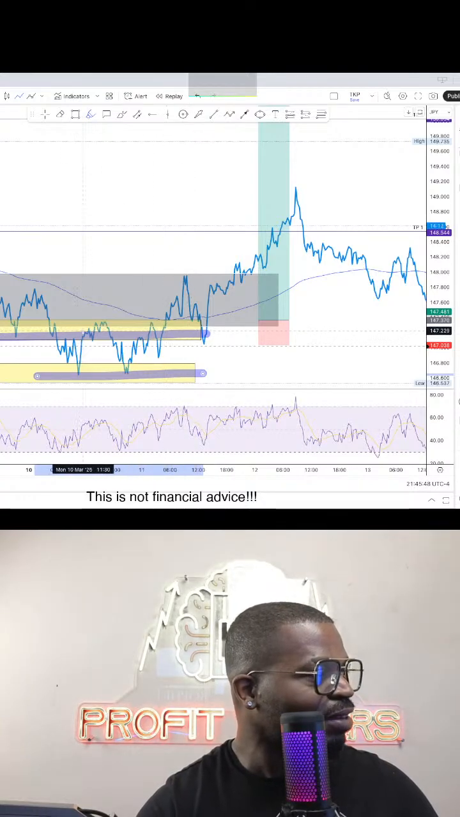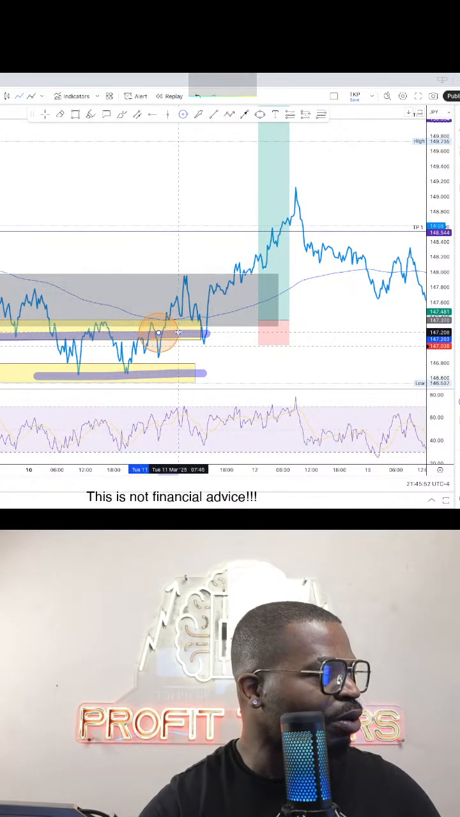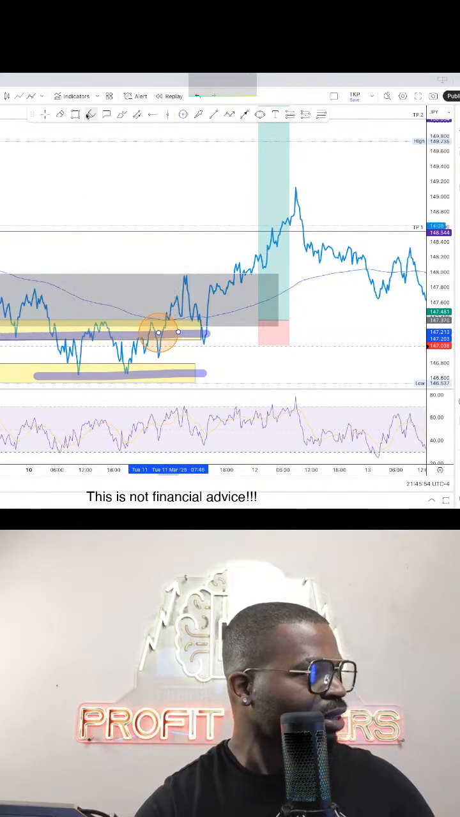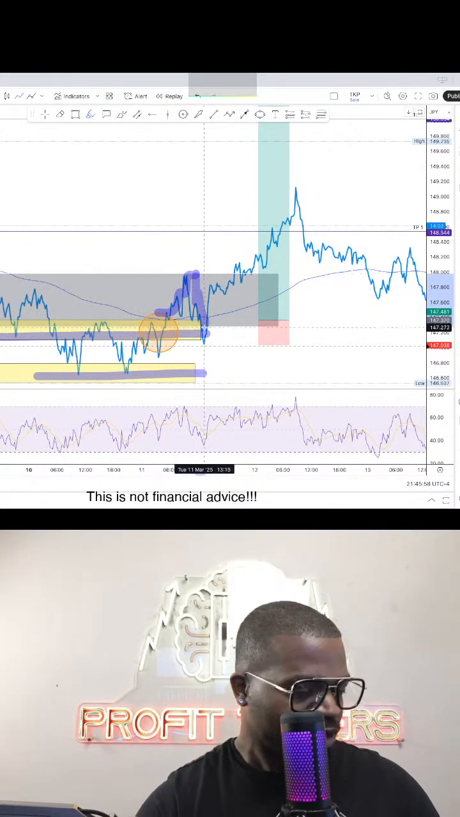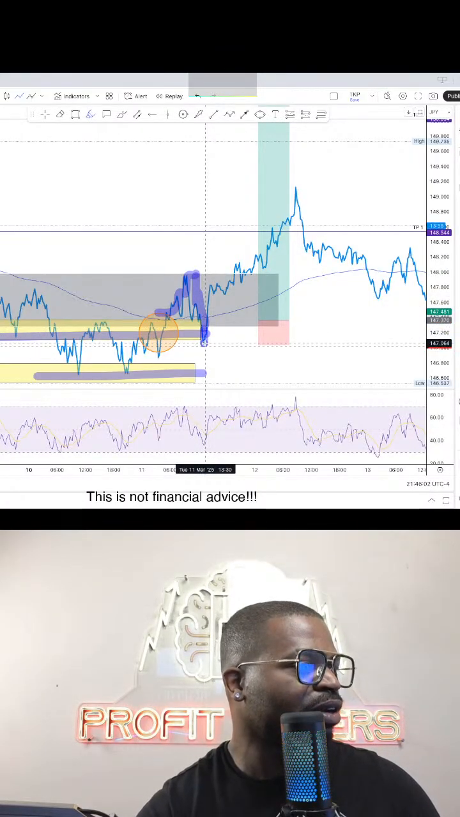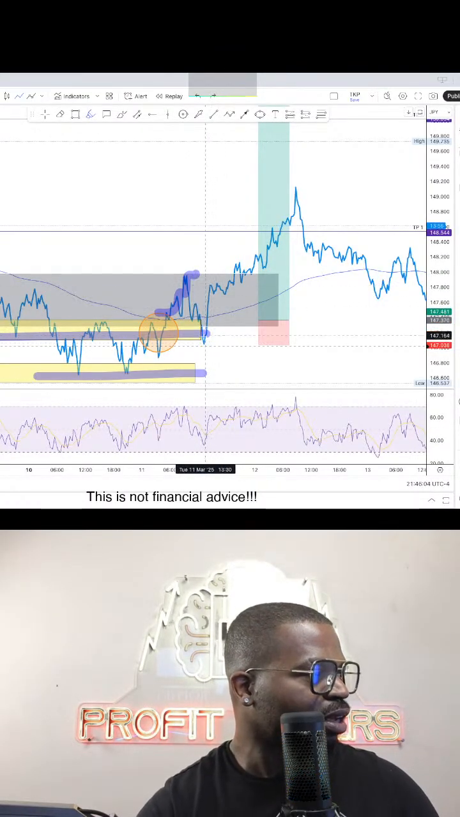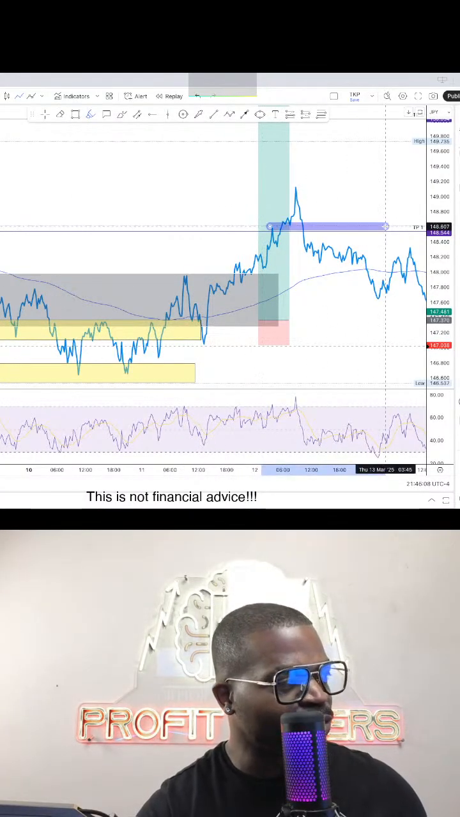All right, so we had that consolidation right here. This was where price broke out of that consolidated area. Got a couple sporadic moves. This was the retest. This is how our trade got activated. This thing moved to the upside, and we hit TP1 on USD JPY as well.